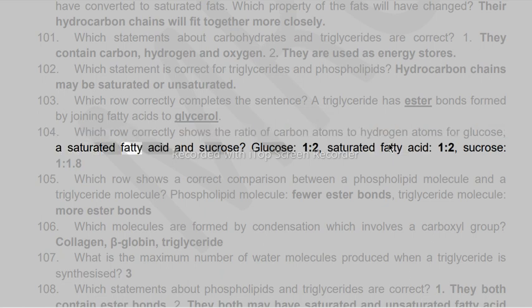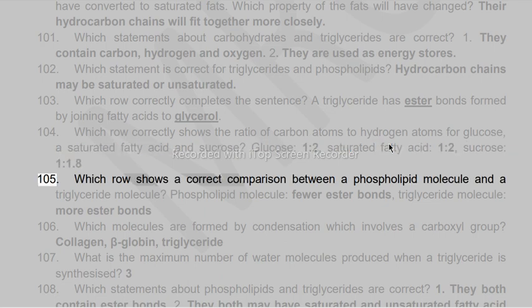A saturated fatty acid and sucrose. Glucose, 1:2, saturated fatty acid, 1:2, sucrose.